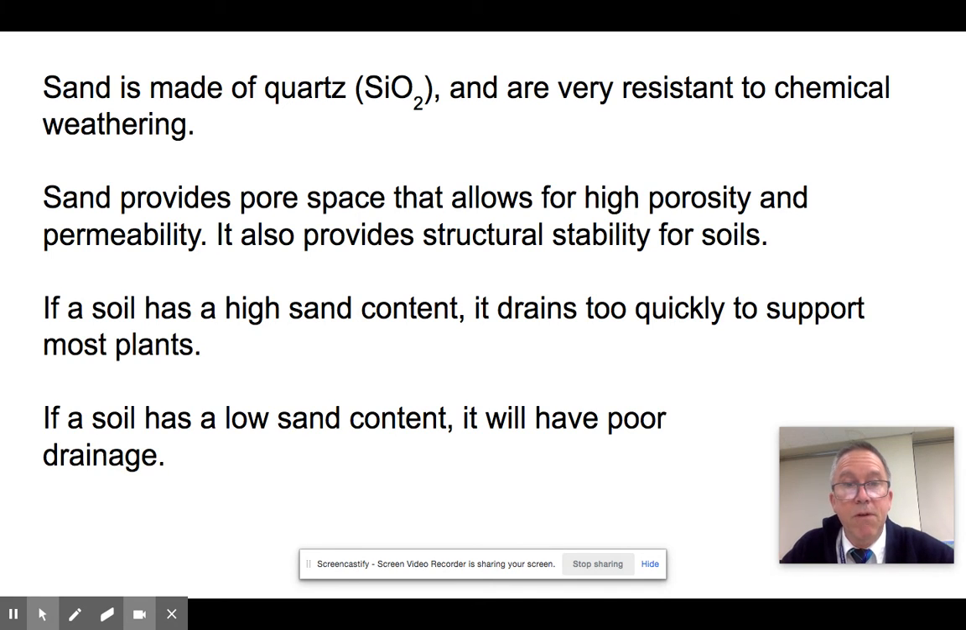And we need structure for plants to grow. We don't want them sinking in. So the deal is, if soil has a high sand content, it's going to drain too quickly. Think beach. If it has a low sand content, then it's not going to drain very well. Think mud. You're going to have water. It's going to be waterlogged.